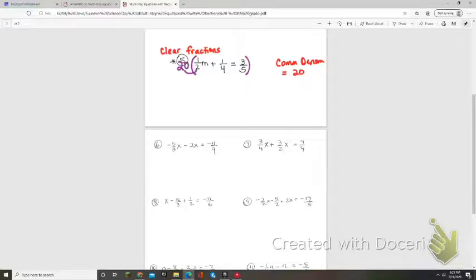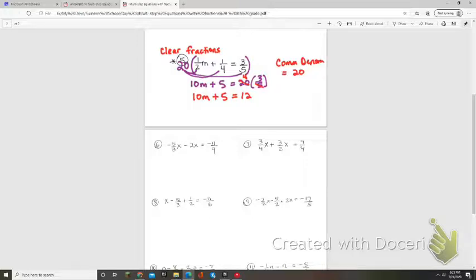This means we have to distribute. So 20 times 1/2 is 10. The m is still there. 20 times 1/4 is 5. And 20 times 3/5, the 5 and the 20 would cancel. So we take 20 times 3/5. So let me show you what I'm saying here. The 5 and the 20 cancel, leaving you with 4 as a numerator. So then 4 times 3 is 12. So you'd get 10m plus 5 equals 12.